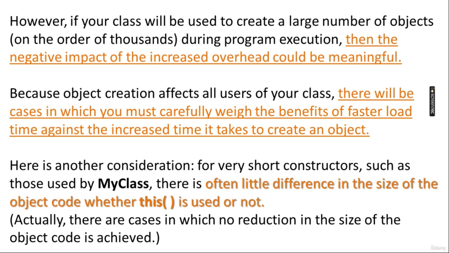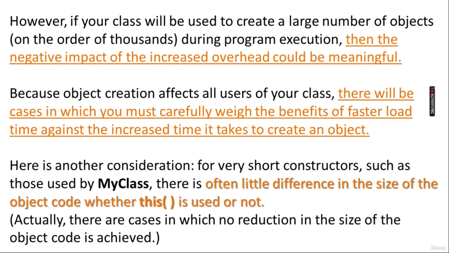Because object creation affects all users of your class, there will be cases in which you must carefully weigh the benefits of faster load time against the increased time it takes to create the object. For very short constructors such as those used by my class, there is often little difference in the size of the object code, whether this is used or not. Here there were only 3 constructors, so we could not tell whether we are using this or not, because the code is very short.